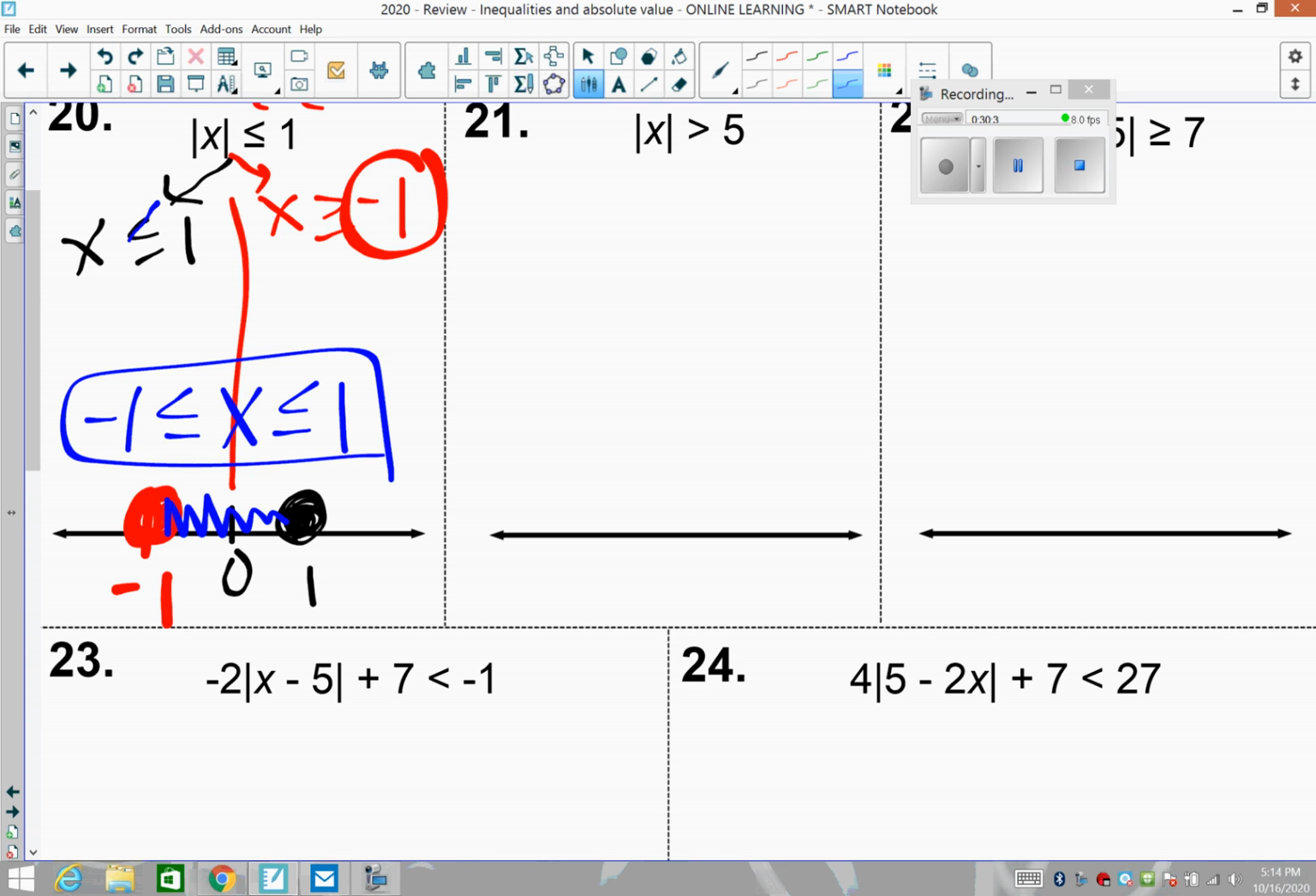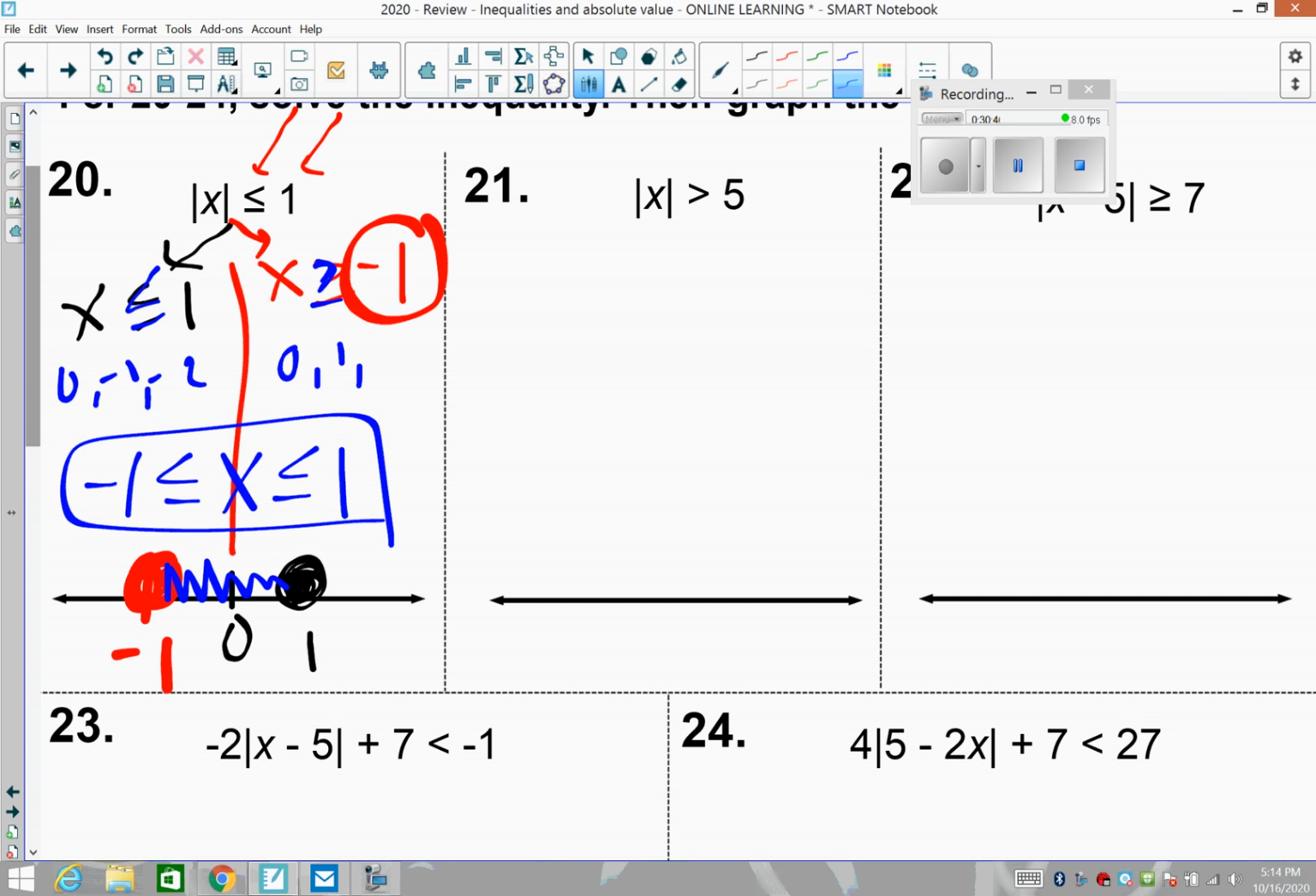So we're talking about all the values that are less than 1, which would be like 0, -1, -2. We're talking about all the values that are greater than -1, which would be like 0, 1, and so on. So they overlap there. So that's kind of the first one.